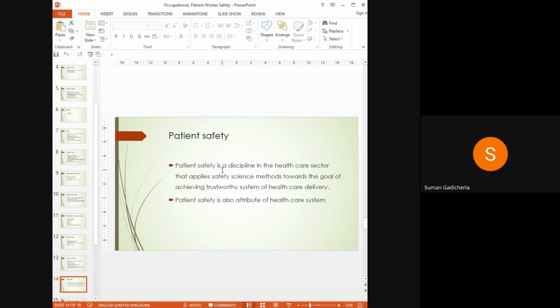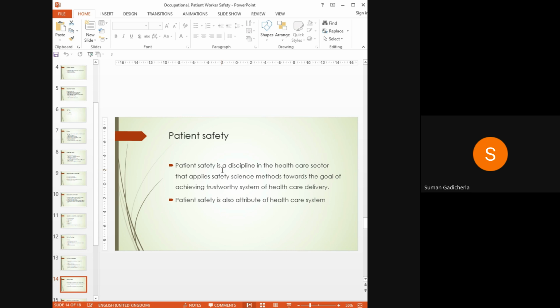What is patient safety? Anybody who knows it? To handle the patients carefully, patients' health conditions, whatever the needs of the patients, patients' communications.